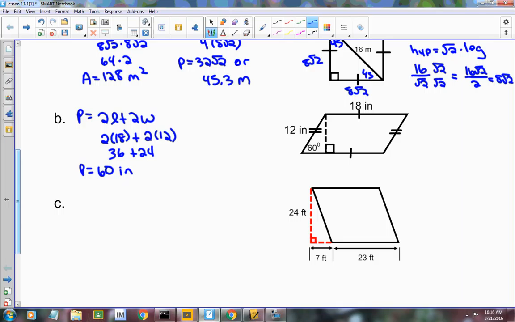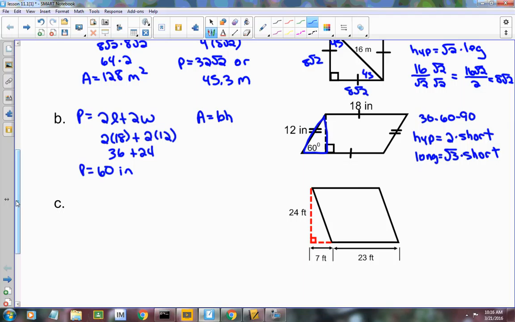But when I go to find the area, which is base times height, I don't have my height. But what do I have? I have a 30, 60, 90 degree triangle. So let's remember those rules real quick. In a 30, 60, 90, your hypotenuse is 2 times the short, and your long is radical 3 times the short.